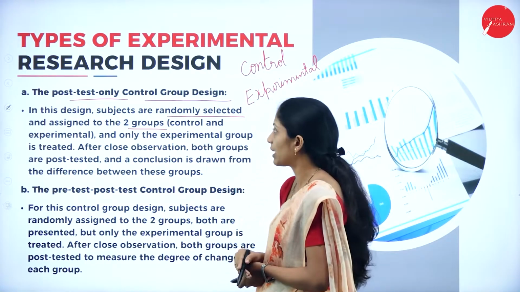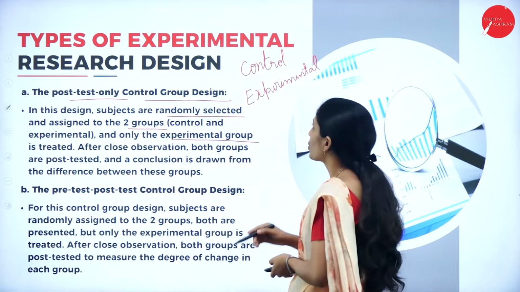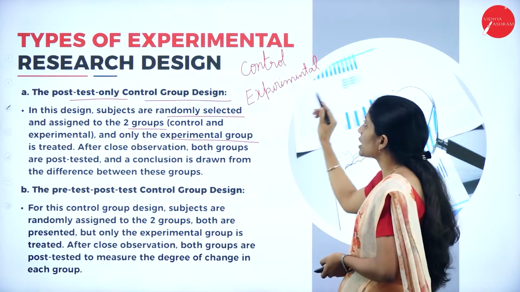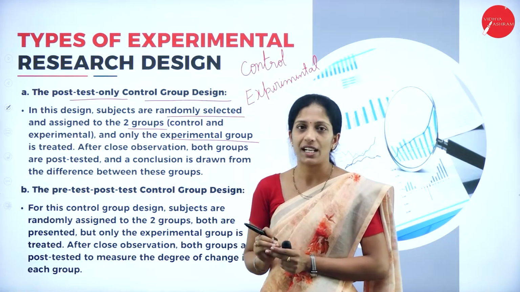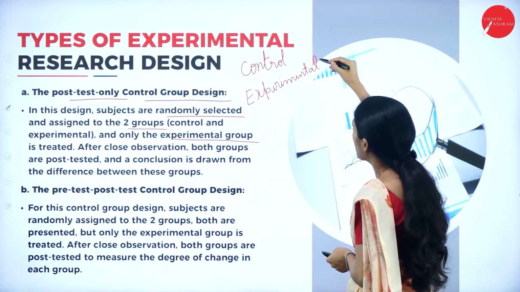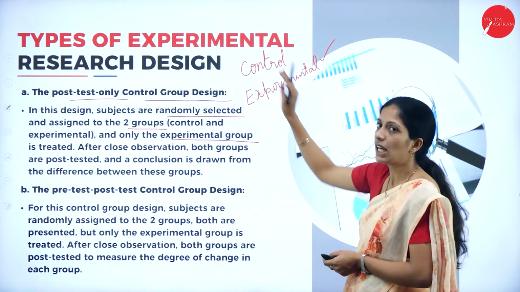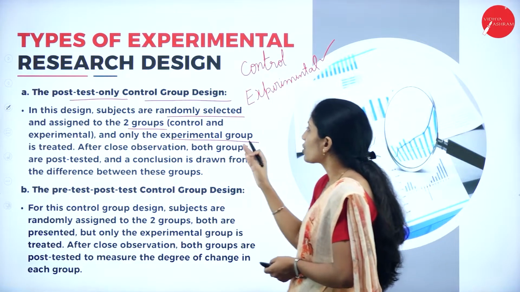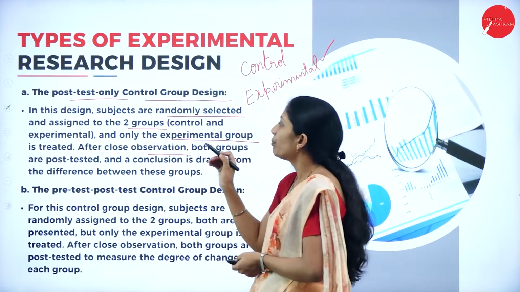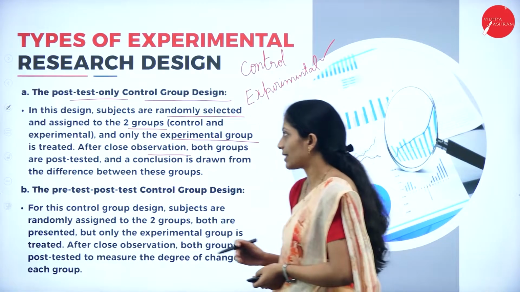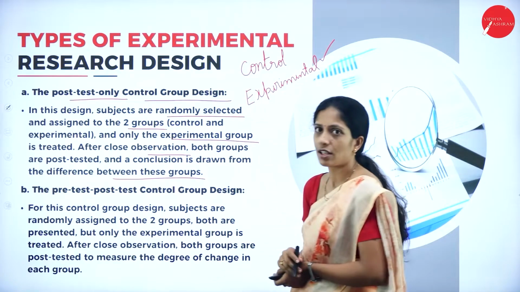In this design, subjects are randomly selected and assigned to the two groups, that is the control as well as the experimental group, and only the experimental group is treated. The experimental group is a group of respondents upon which the experiment is conducted. So they conduct the experiment on the experimental group, not on the control group. After close observation, both groups are post-tested and the conclusion is drawn from the difference between these groups.